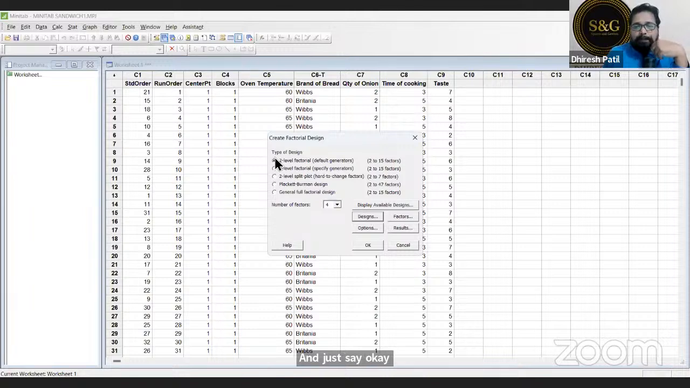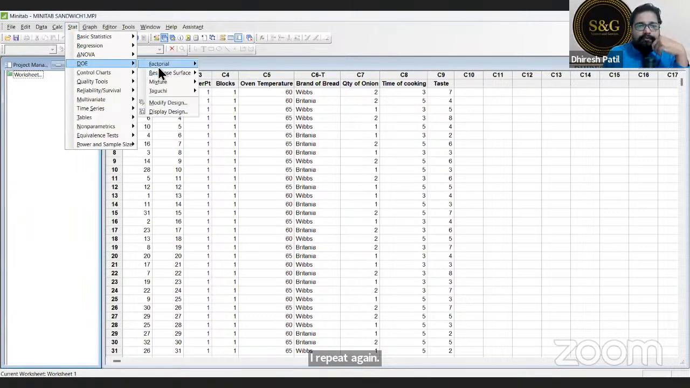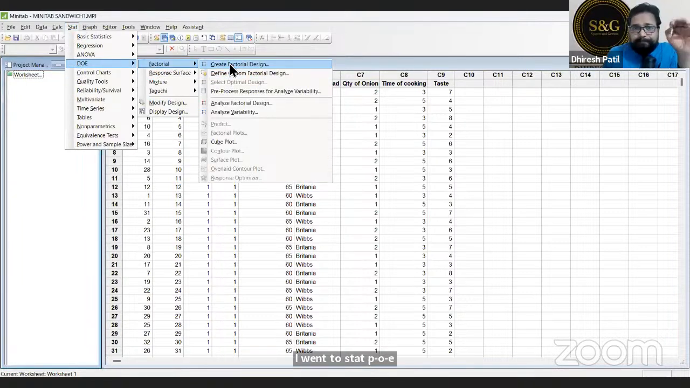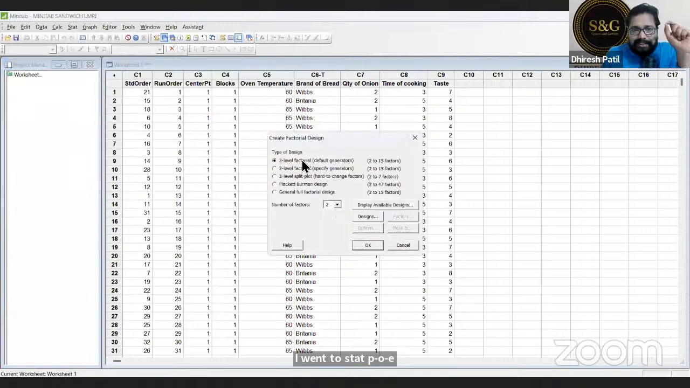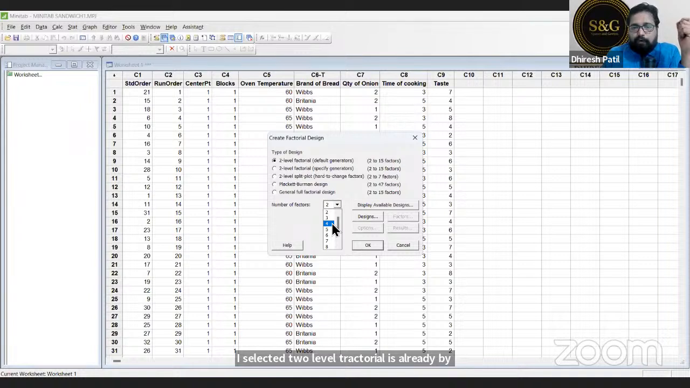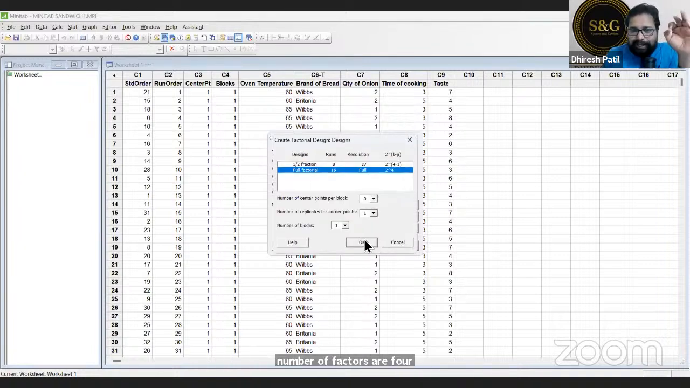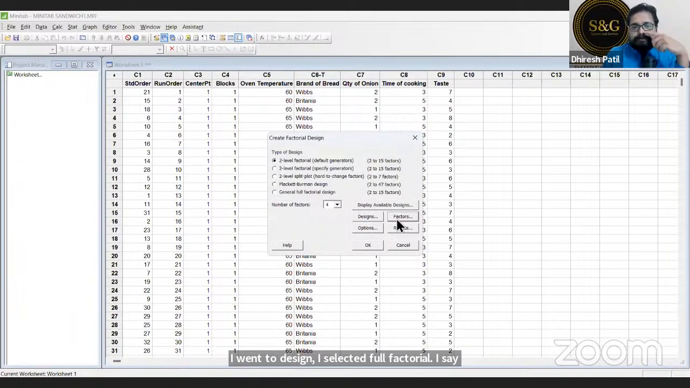So I repeat again. I went to Stat, DOE, Factorial, Create Factorial Design. I selected 2-level factorial, which is already the default. Number of factors is 4. I went to Design and selected full factorial. I say okay. I go to Factors.